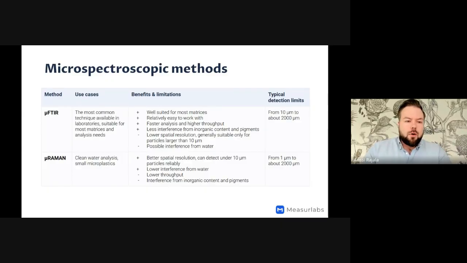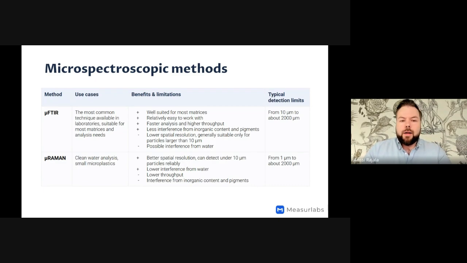And then a bit more on what the good points of µFTIR and µRaman are, and what their less good points, their limitations, are. µFTIR is the most common technique available in laboratories, and it's well suited for most matrices and analysis needs. It's the most commonly used for analysis. Its sample preparation is usually easier than other methods, and as sub 10 micrometer particles are not important to keep in the analysis, it makes it much easier.